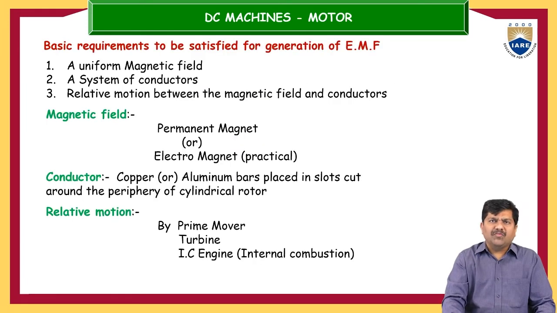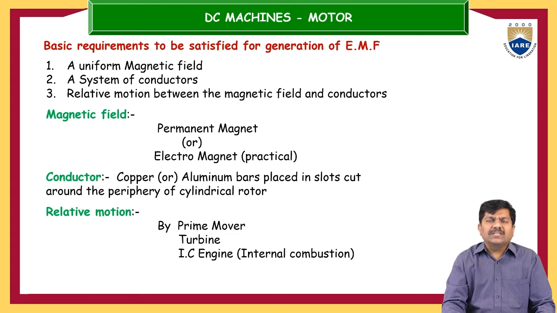So what are the basic requirements? This is very important, because we are simply saying that if something is kept in a magnetic field, we are going to get electrical energy. How is that possible? What are the basic requirements? First of all, we have to establish a strong magnetic field. Just a magnetic field is enough. A uniform magnetic field is required.